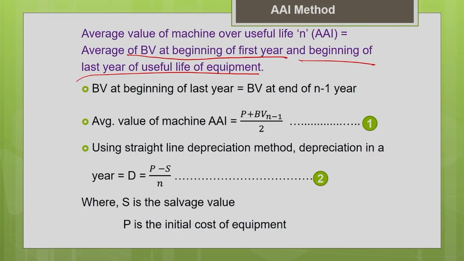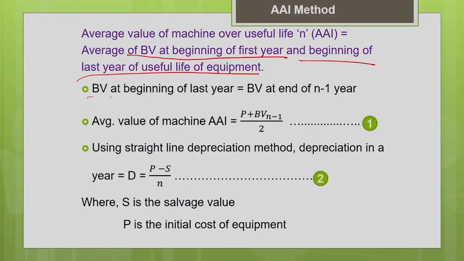And one more important thing which I told you earlier also. Book value at the beginning of a particular year is equal to the book value at the end of the previous year. Say the total number of years is n, then the book value at the beginning of the last year n is equal to the book value at the end of the previous year, and the previous year is nothing but n minus 1 year. So this guideline you should remember.